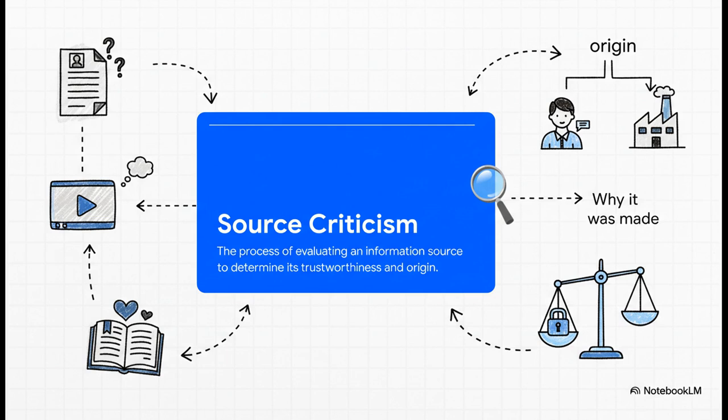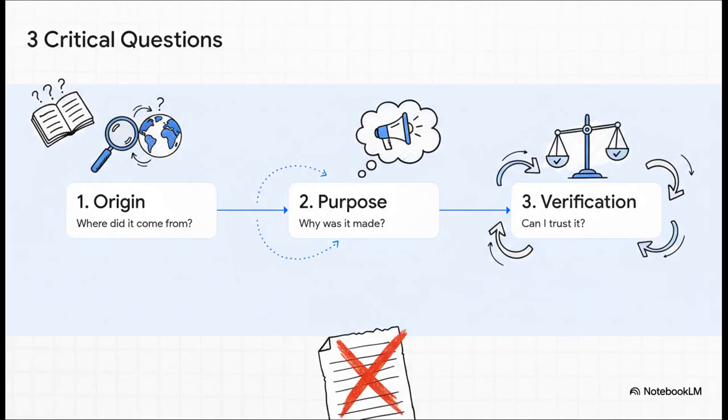You know, this process actually has a name. It's called source criticism. It's the formal process of evaluating any information source, an article, a video, a document, anything, to figure out where it came from, why it was made, and whether or not you can actually trust it. And this concept breaks down into a simple, really practical framework. For any source you encounter, you ask three critical questions. 1. Origin. Where did this thing come from? 2. Purpose. Why was it made? And 3, this is the big one, verification. Can I trust it? Our blank document, of course, fails spectacularly at all three.